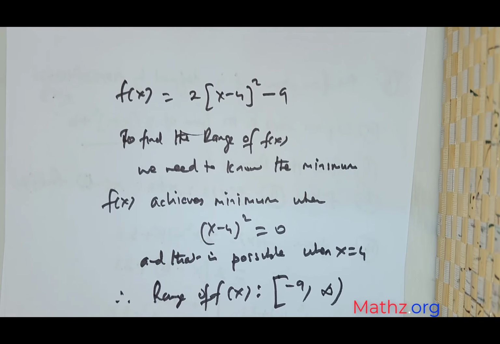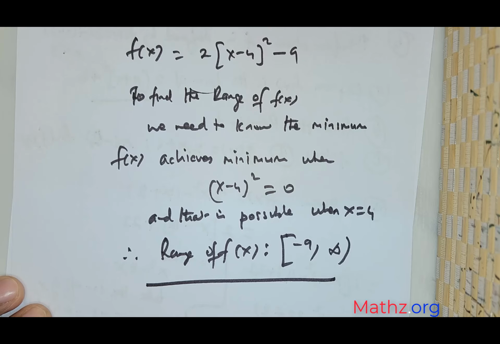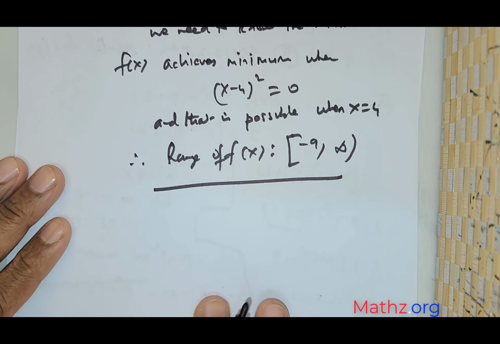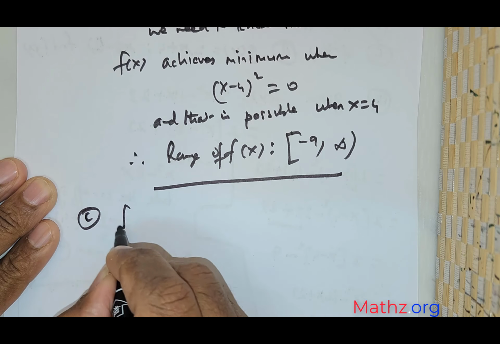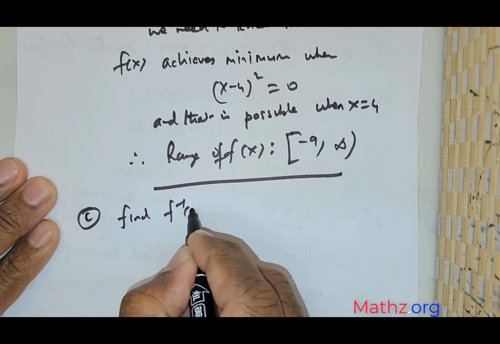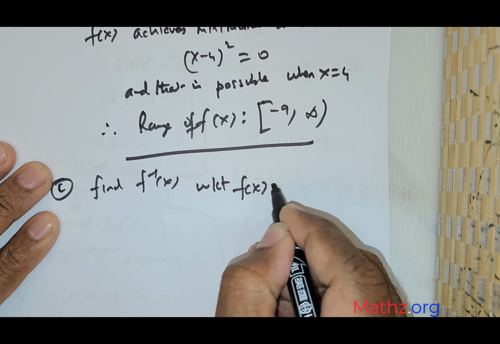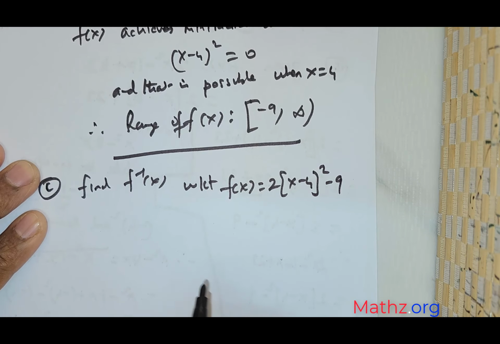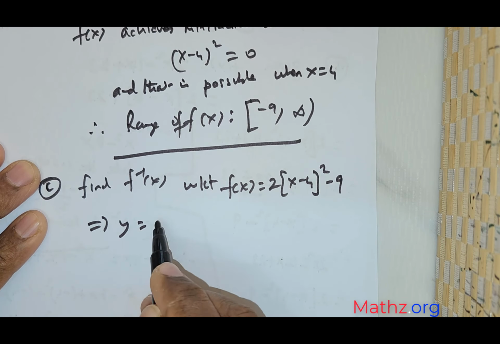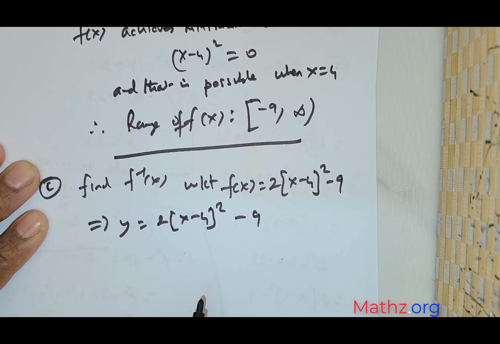Okay, having got that, let's move on. So this completes the second part. We have to go to the third part. Now for the third part, we need to find f inverse of x. What do we know? We know that f of x is 2 times x minus 4 the whole square, minus 9. So this means y is equal to 2 times x minus 4 the whole square, minus 9.